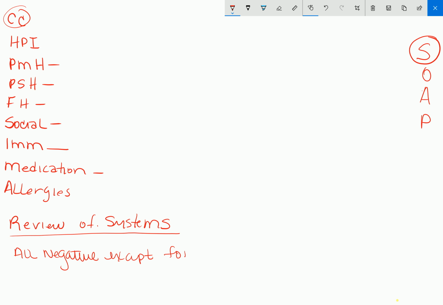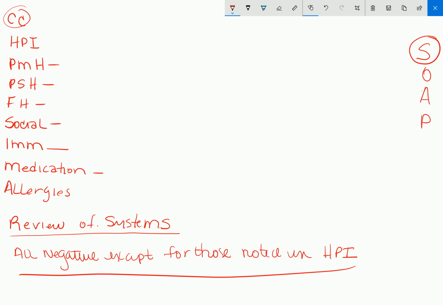Except for those noted in the HPI. So that saves us some time. It saves us from going through all of the body systems that have been mentioned in the HPI. So that's a little trick that we can do. And those are all the components in the S portion. Now let's go to the O.